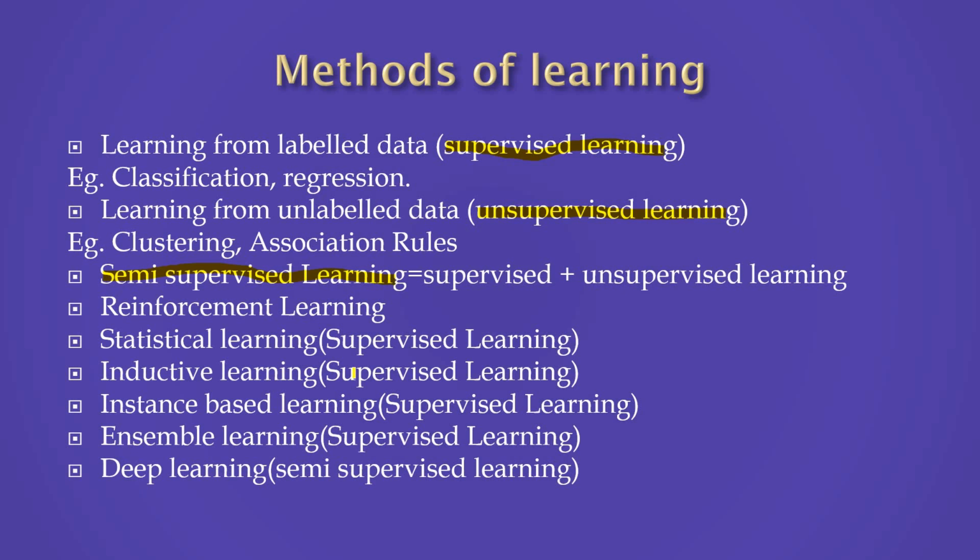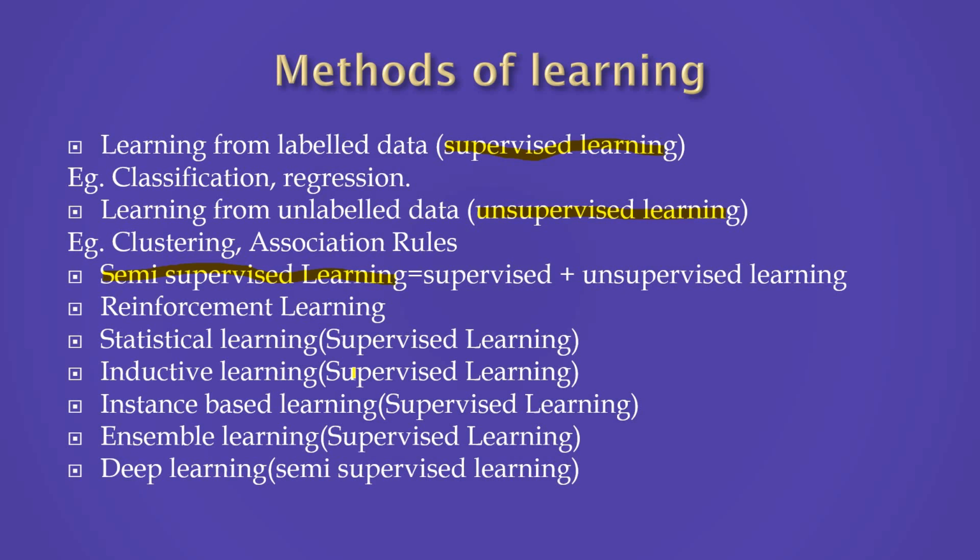And the next one is instance based learning. It is also one kind of supervised learning. And ensemble learning is also one kind of supervised learning. What is the meaning of ensemble? It means the collection of various kinds of classifiers. We are collectively working on different kinds of classifiers to improve the performance of all the classifiers at once. That is called ensemble learning. The very best examples for ensemble learning are bagging, boosting, bootstrapping, etc.